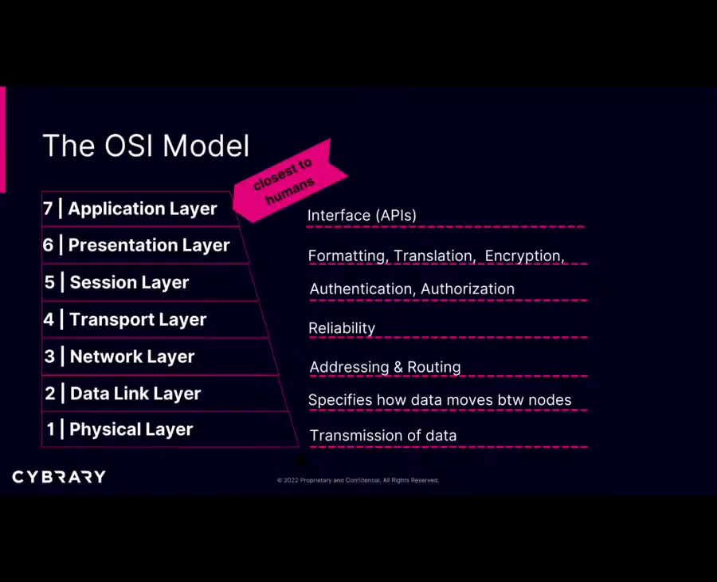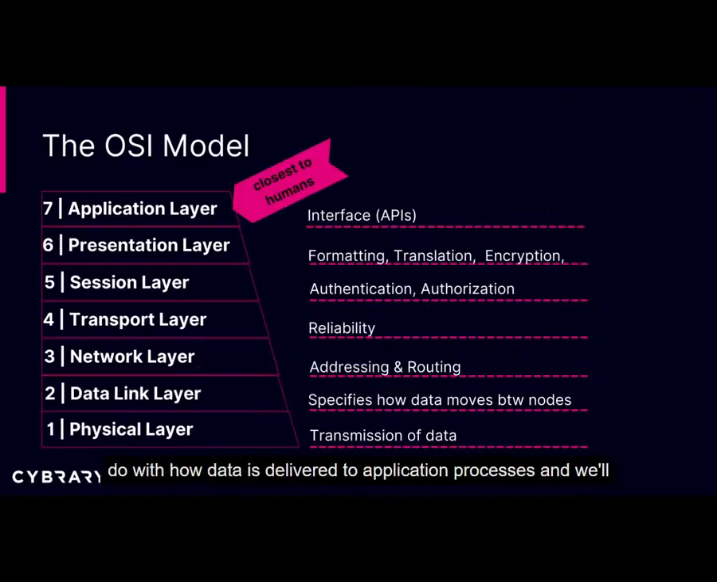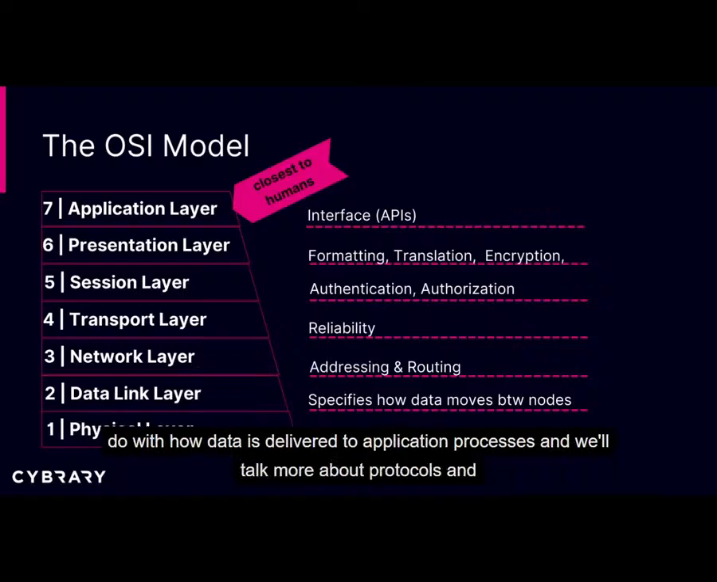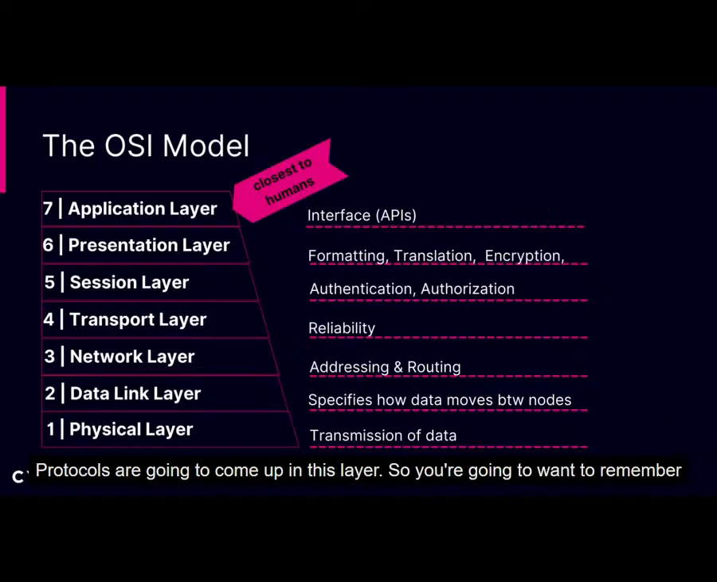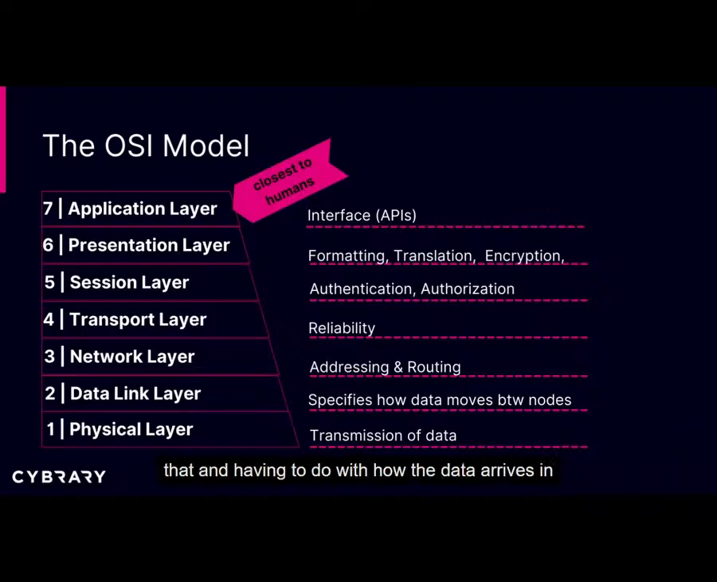Then you have layer 4, the transport layer. This has to do with how data is delivered to application processes. We'll talk more about protocols in later lessons, but the TCP and UDP protocols are going to come up in this layer, so you're going to want to remember that. It has to do with how the data arrives in the same order it was sent and is not duplicated or lost and things like that. So the reliability layer is how I like to think of the transport layer.